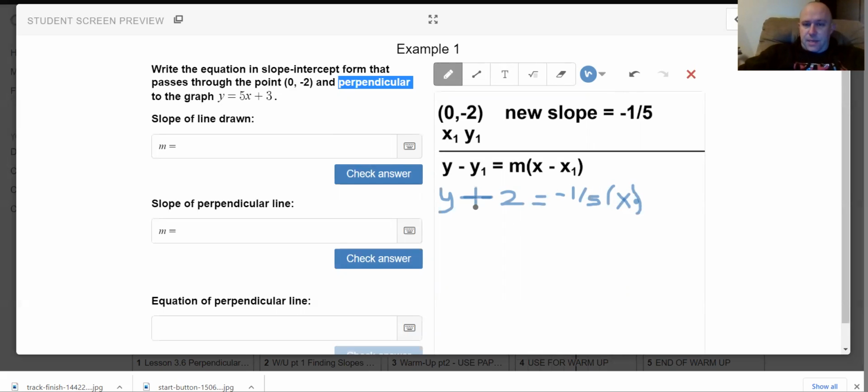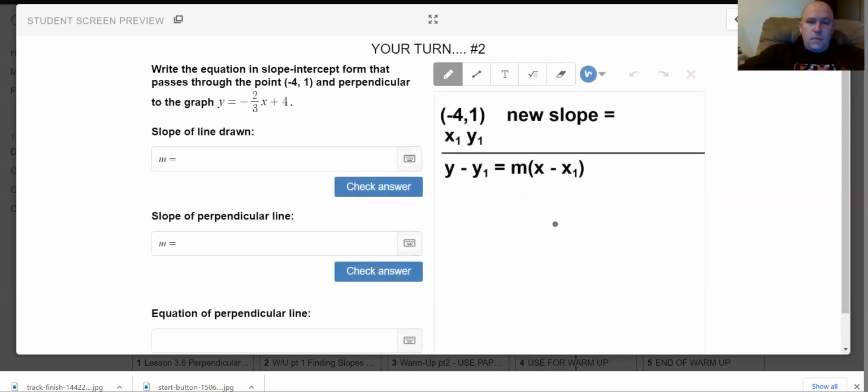The two negatives make a plus, and then as I bring this to the other side, you can kind of see the answer straight away. There it is. Negative 1/5 x minus 2. And like we said, we could have just written down the y-intercept for this one because that's the information they've actually given us. Now, there's one for you to try here.